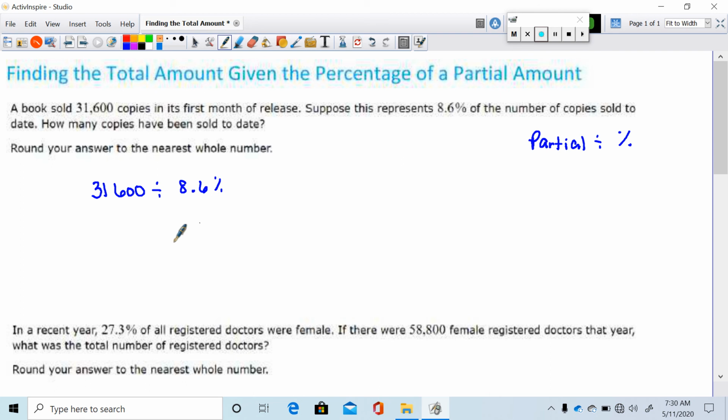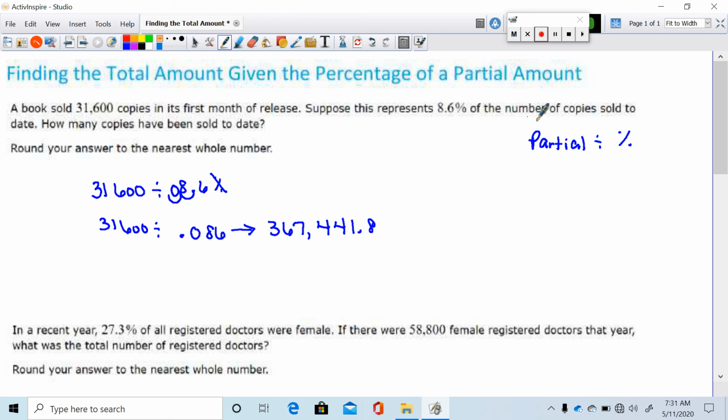Okay, but when you're dividing by a percentage, you have to remember to get rid of the percent sign, you're going to move the decimal 2 places to the left, and if there are any holes, you're going to put a 0. So you're dividing by 0.086. So when you do that, you get 367,441.8.